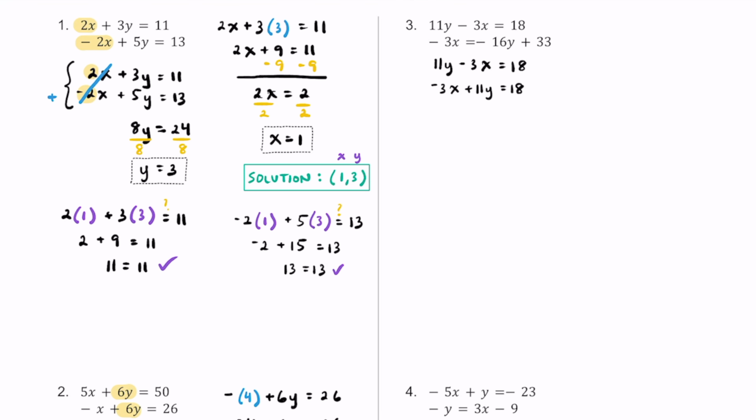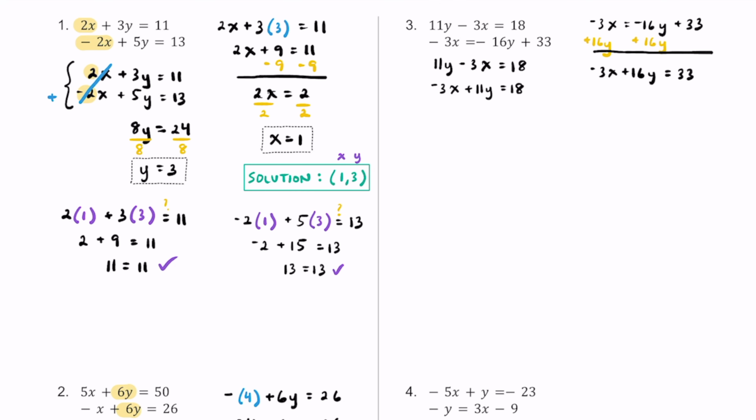Now let's go ahead and take the second equation and copy that down. So let's go ahead and write negative 3x is equal to negative 16y plus 33. And so let's turn this into standard form as well. So if we go ahead and add 16y to the right side and add 16y to the left side, then we can see that we're going to have an equation in standard form as well here. All right, so on the left side, we're going to have negative 3x plus 16y, and that's going to equal positive 33.